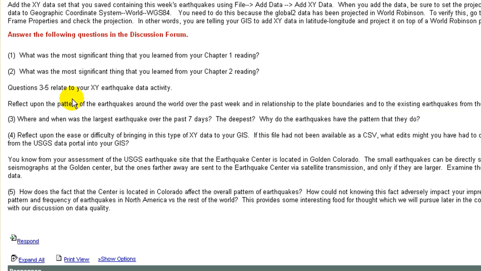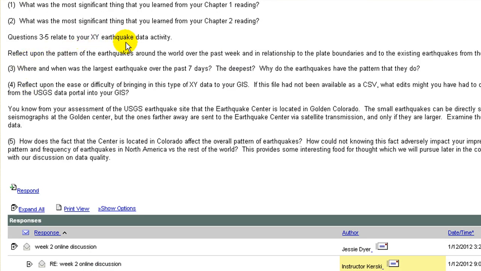Then answer the following questions. What was the most significant thing that you learned from your Chapter 1 reading? What was the most significant thing that you learned from your Chapter 2 reading? Questions 3 to 5 relate to your XY earthquakes activity.